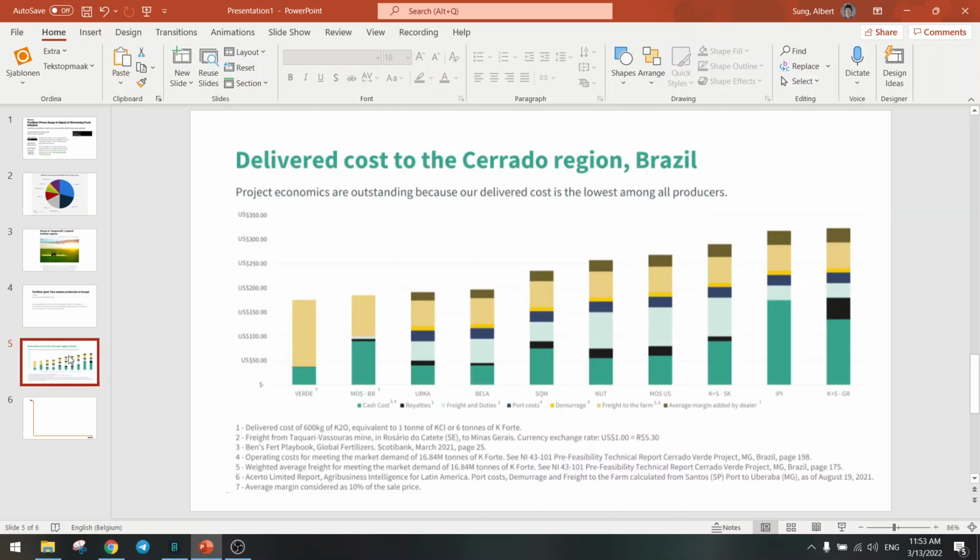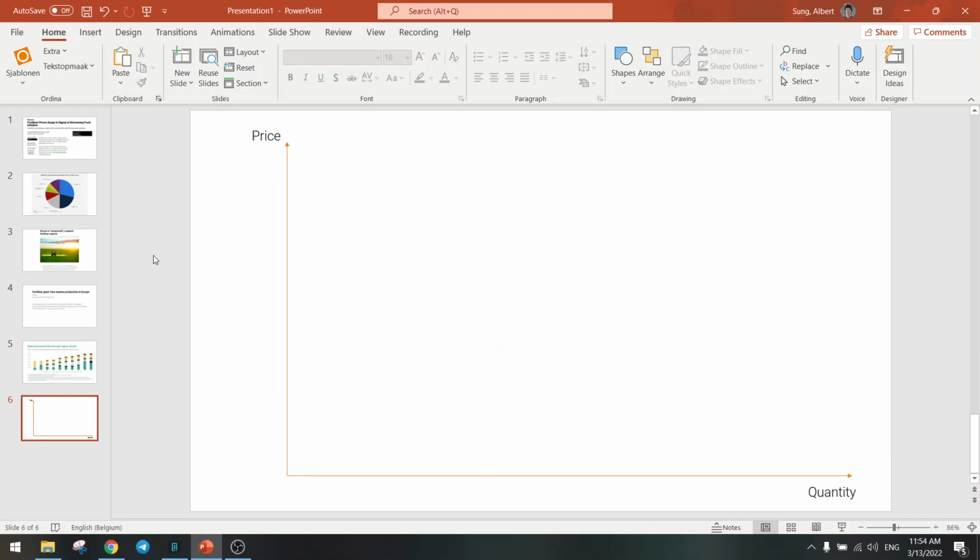Now, a typical supply curve looks like this. You have low cost producers and you have high cost producers. So everything depends on the price. If the potash price is 250, then these companies will not be producing because they won't produce at a price of 250, right? So as the price increases, also the production quantity increases. So that's for the supply curve. For the demand curve, we have something else, and I will show you in the next slide.